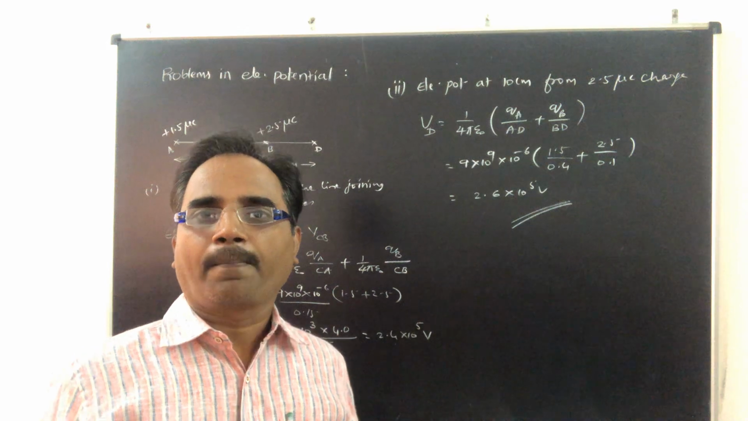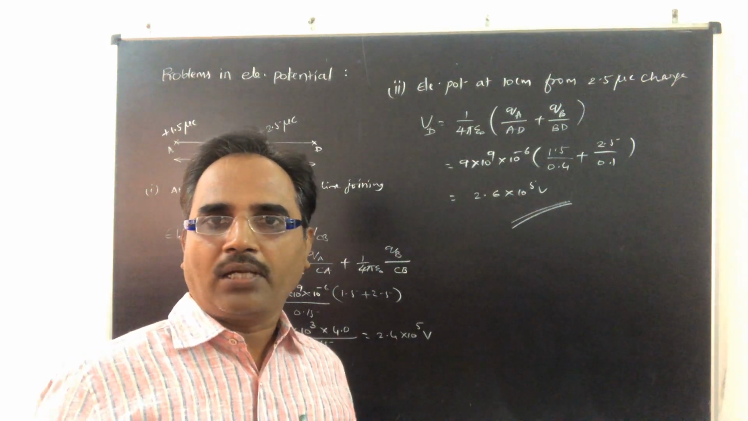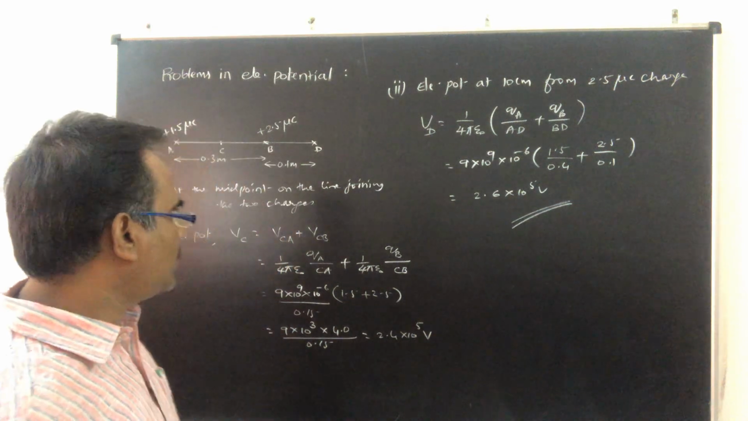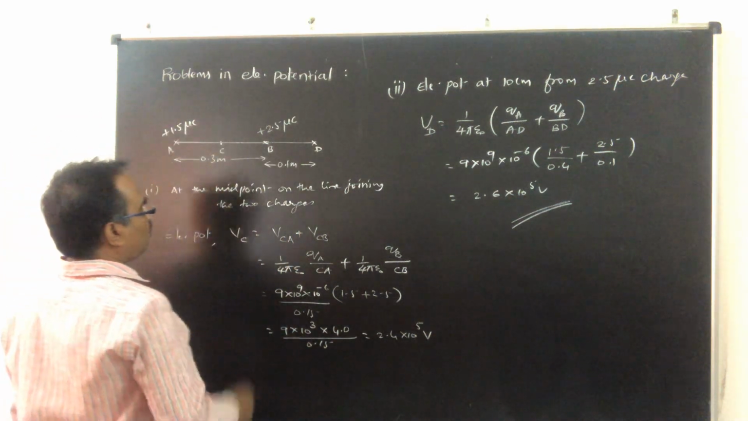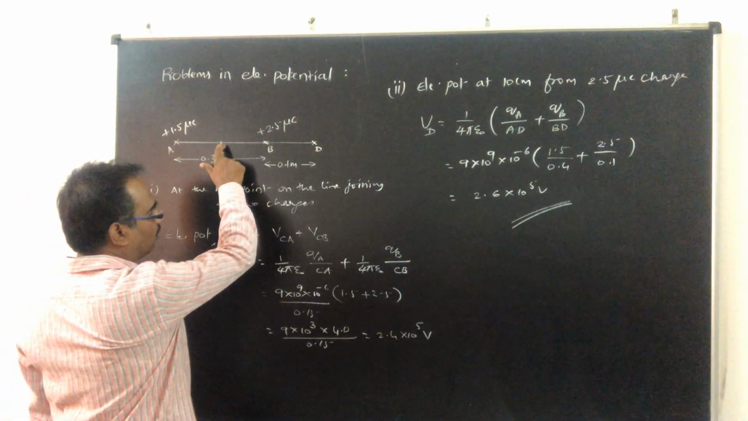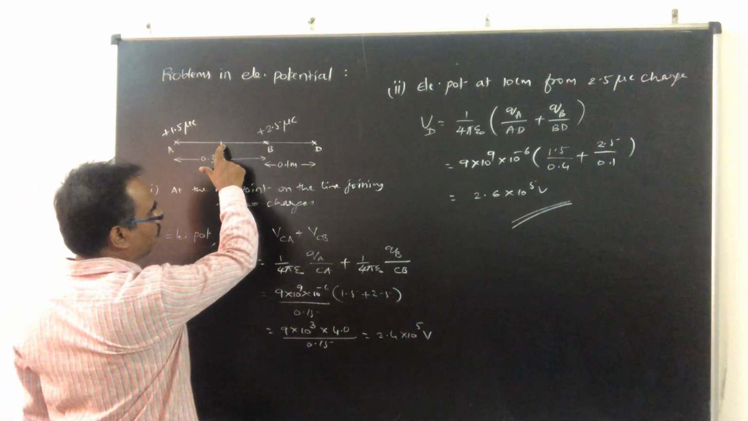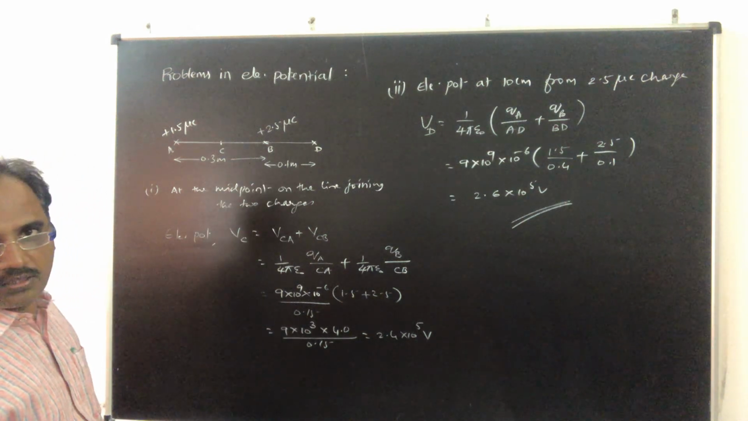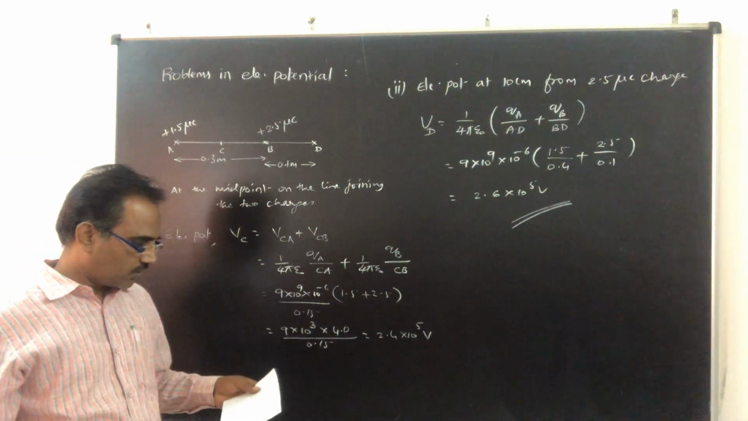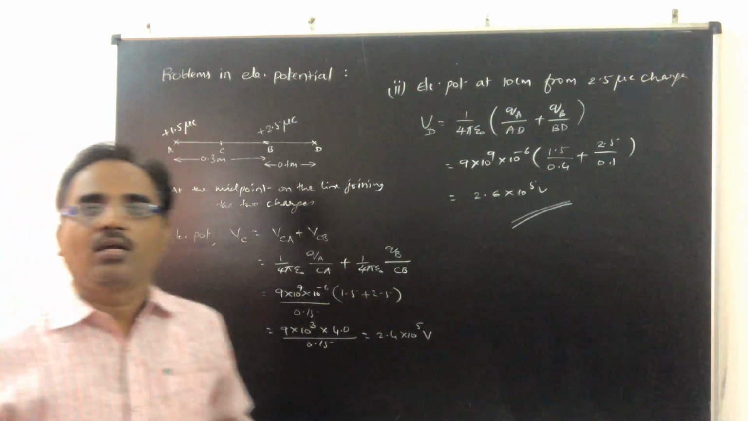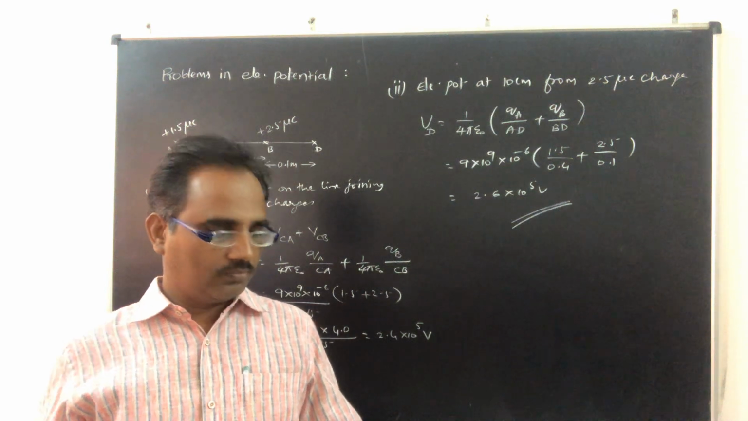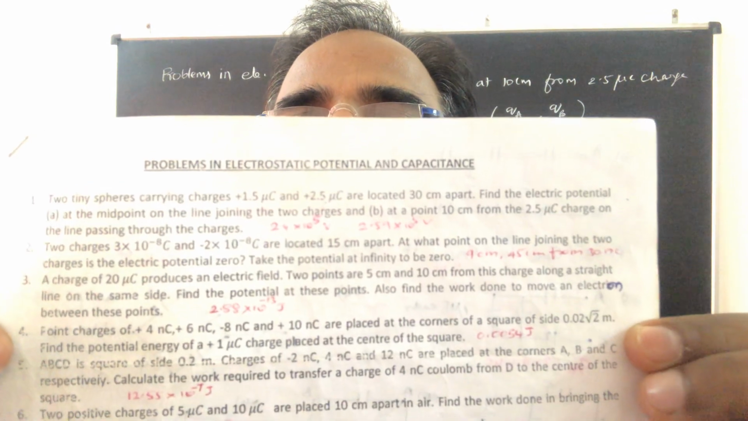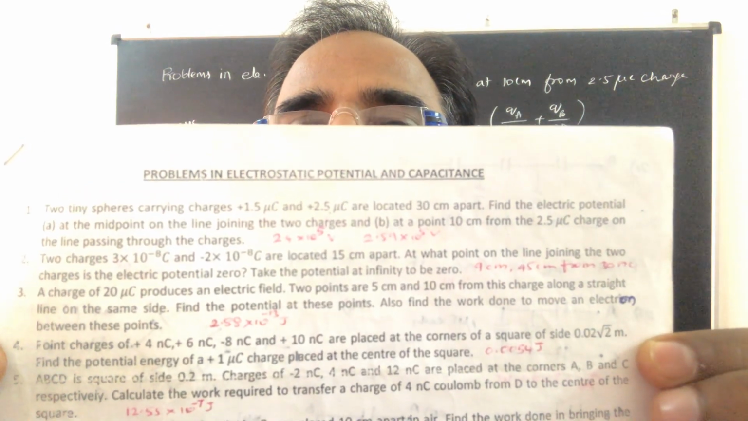So in the theory, you studied about electric potential at a point due to multiple charges. So from the principle of superposition, the potential at any point is equal to the sum of potentials due to individual charges. Based on that principle, this problem can be solved. So this is the first one. Next, the second problem. You look here. You pause the video for a few seconds and read that problem.